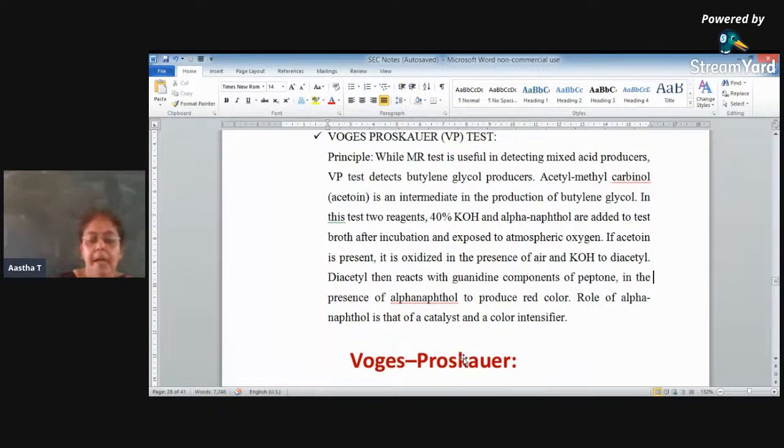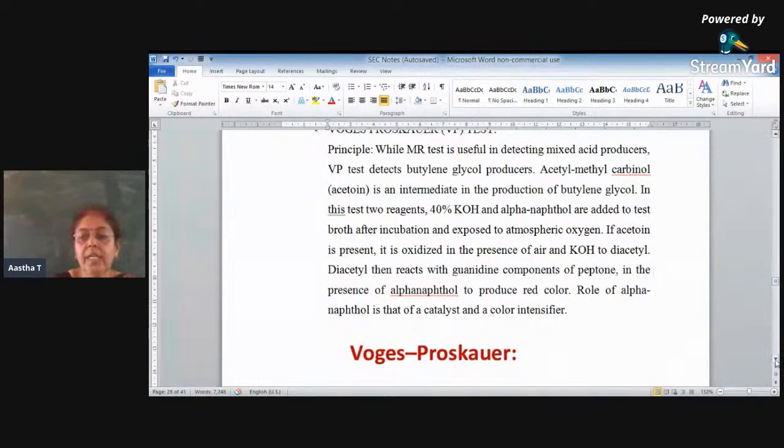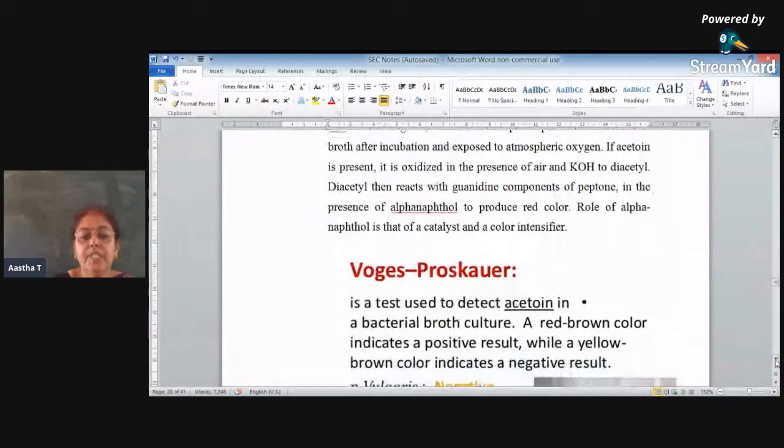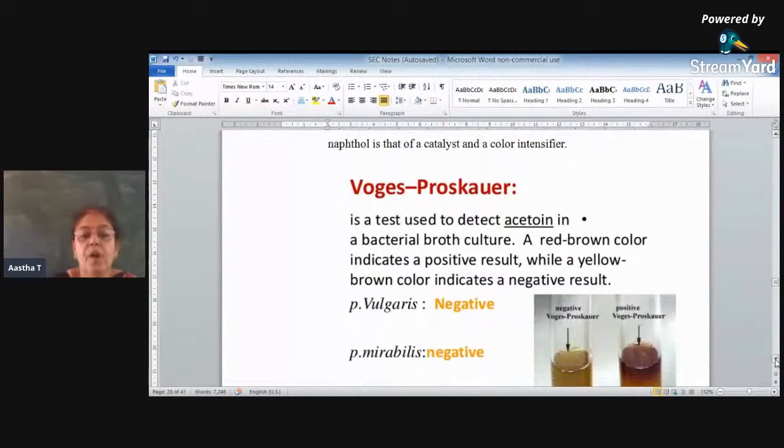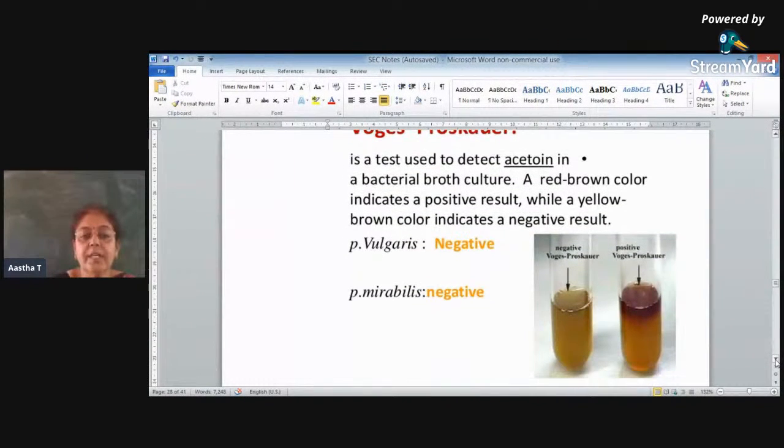So this is actually the principle of Voges-Proskauer test. What we detect by Voges-Proskauer test is acetoin or acetyl methyl carbinol. If a reddish brown color is produced, it is a positive test. If yellowish brown or greenish color is produced, it is a negative test. So you can see here a positive Voges-Proskauer test. This is the reddish brown color which is produced, and here you can see yellowish brown color. So that is a negative test.